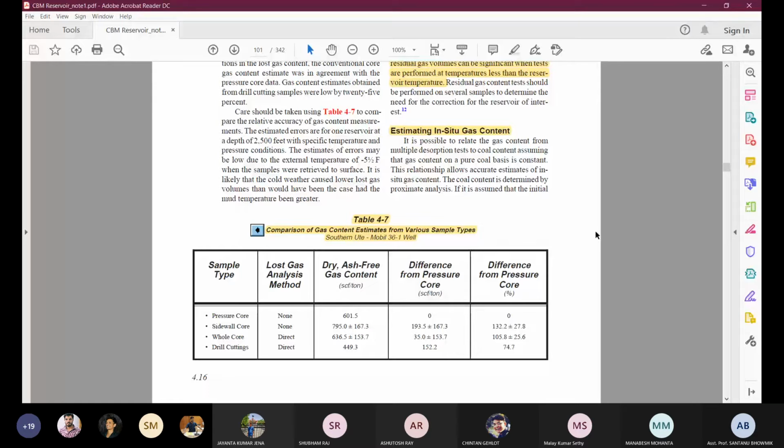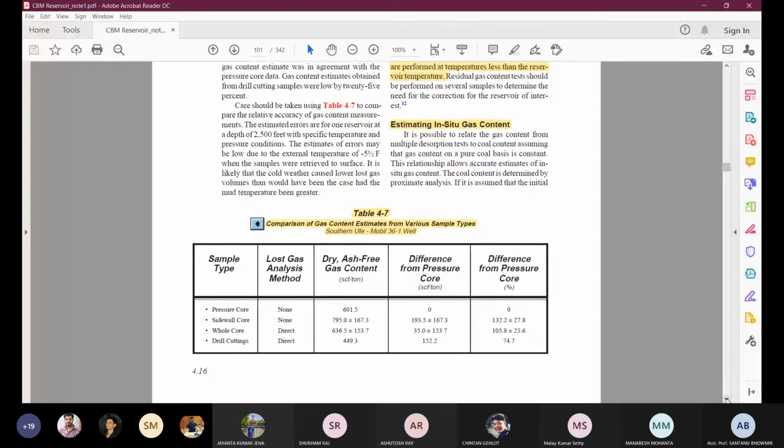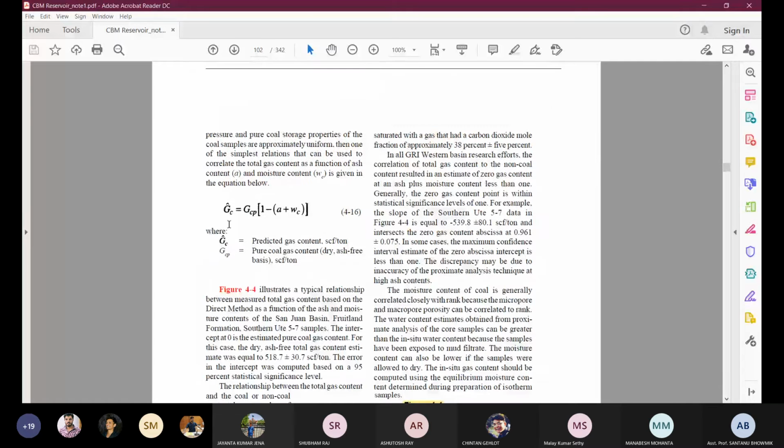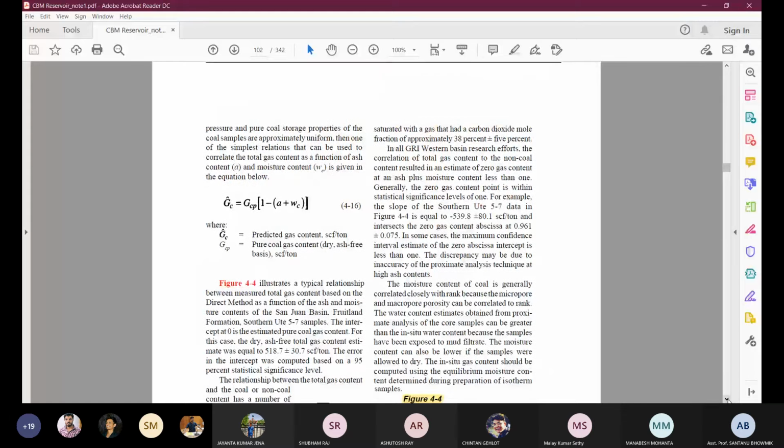Now when you are going to estimate the in situ gas content, you are going to get the predicted gas content from the coal core. Whatever gas content you have calculated, you subtract the moisture percentage and the ash percentage, and then finally you get the predicted gas content in DAF basis, dry ash free basis, in SCF per ton. So this way we get an estimation of the total gas in place.